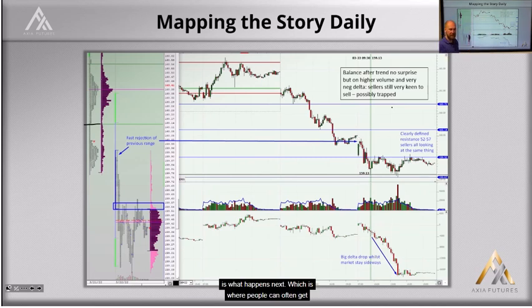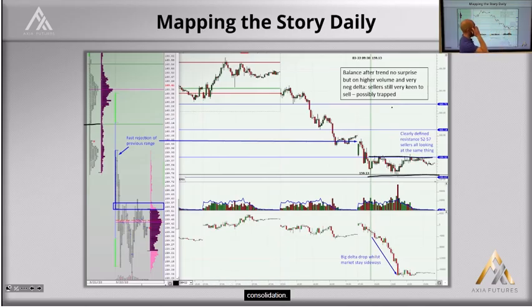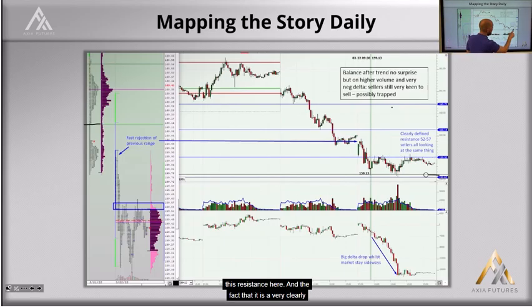It's what happens next which is where people can often get confused if they're not continuing to look at what's going on. What happens down here then is you have a very clear sideways consolidation. Sellers are still pretty keen to sell, which is why you create this resistance here. And the fact that it is a very clearly defined resistance is showing that any bounce back, people are just holding this. You've got a lot of passive sellers here creating this very, very obvious responsive level, 52 to 57. That's this little box here.